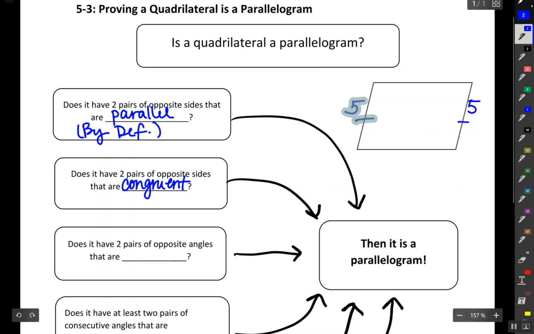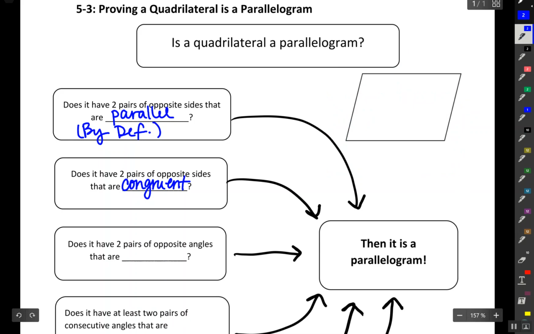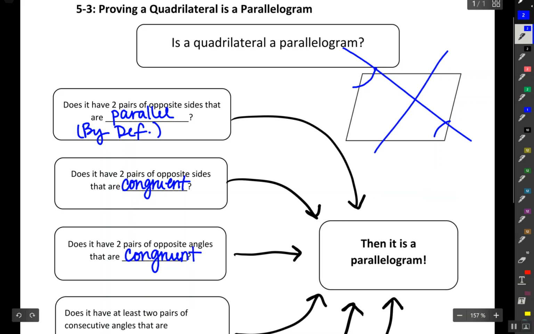Next, let's look at the angles. All right, we know in a parallelogram that the opposite angles are congruent. So this angle and that angle would be the same. So they'd mark it like that. If you know that both pairs of opposite angles are congruent, then you can say that it is a parallelogram. So once again, we have the word congruent. Does it have two pairs of opposite angles that are congruent? It must have both pairs. So if you only see one pair, not good enough, not a parallelogram.